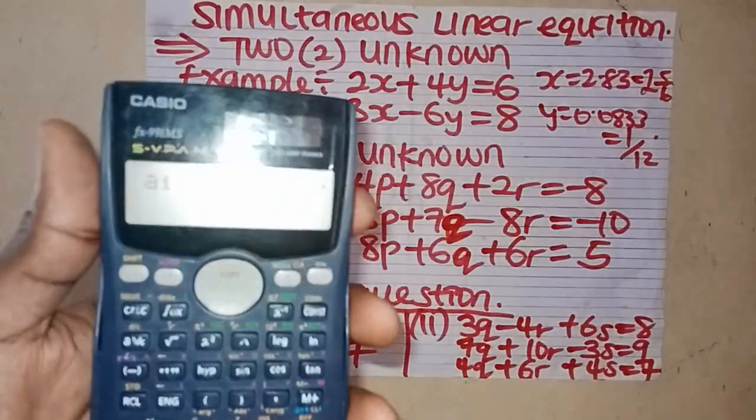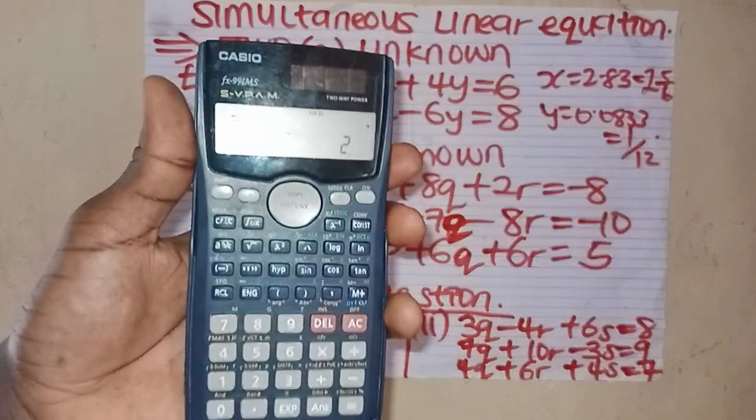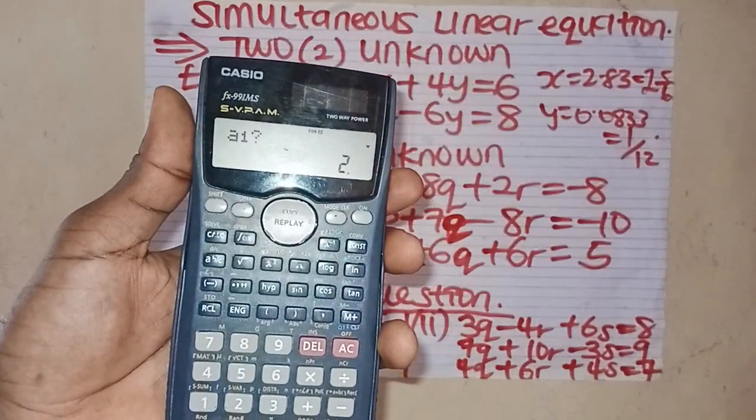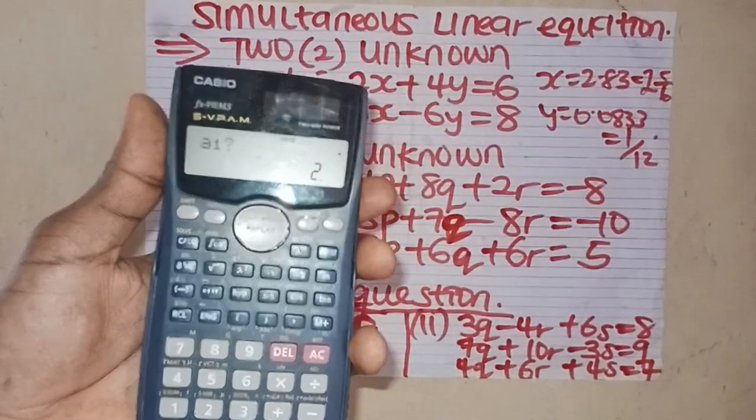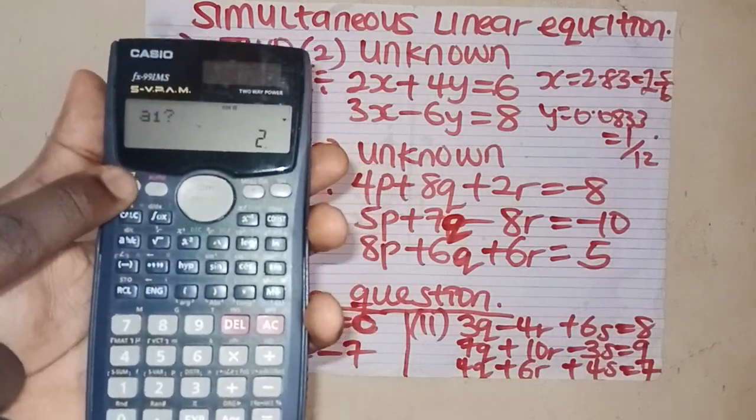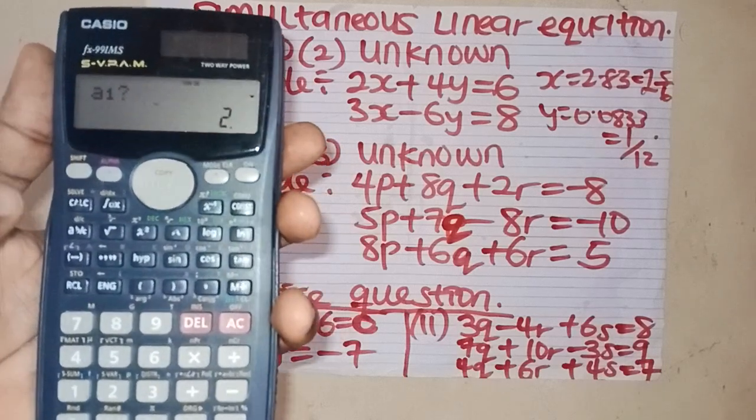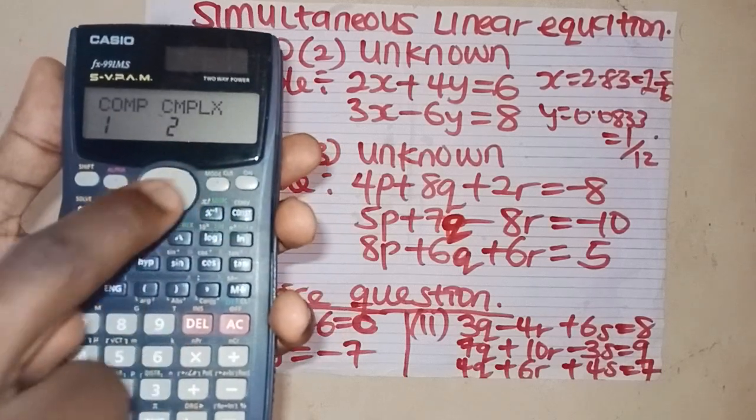If I still want to use this calculator to solve the three unknowns, definitely I need to reset the calculator. How do I reset it? I'll press my shift button. This is the shift button. Just press it once. Then after that, press the mode.